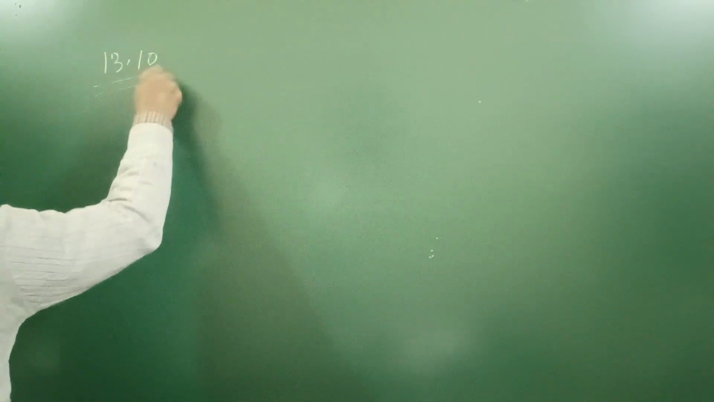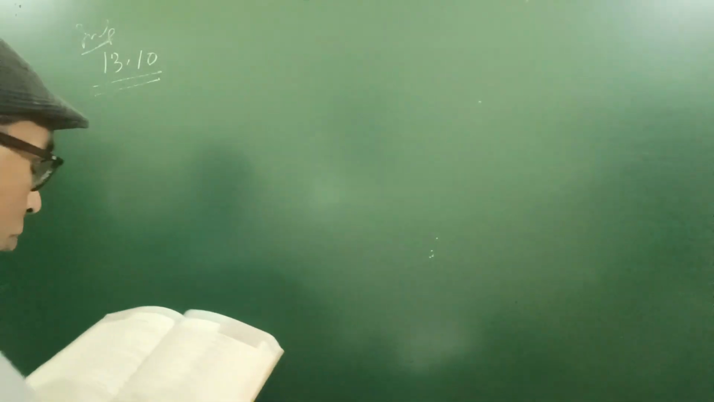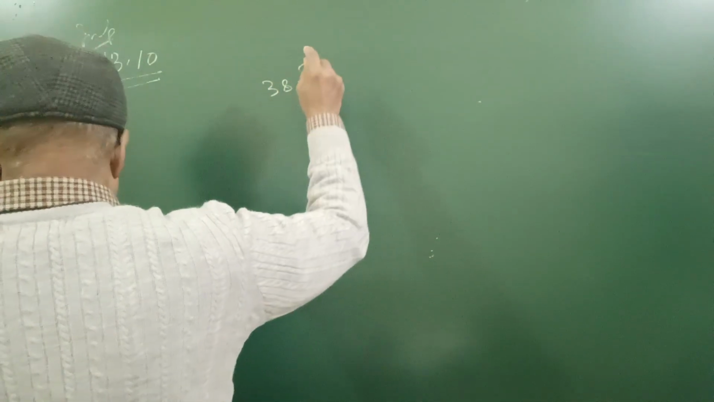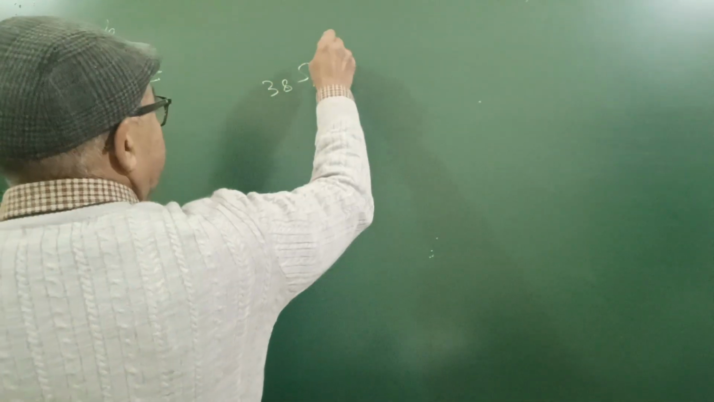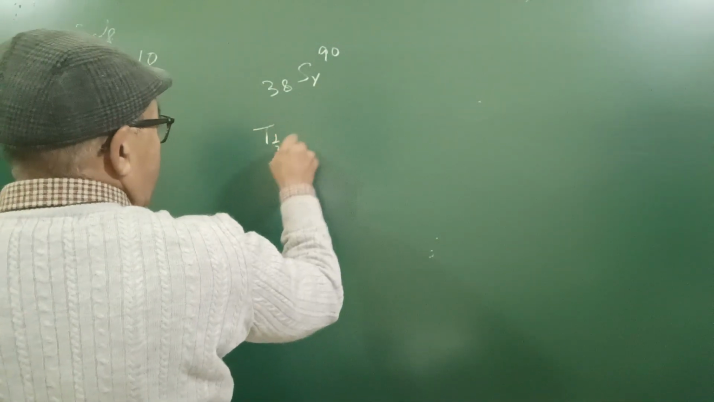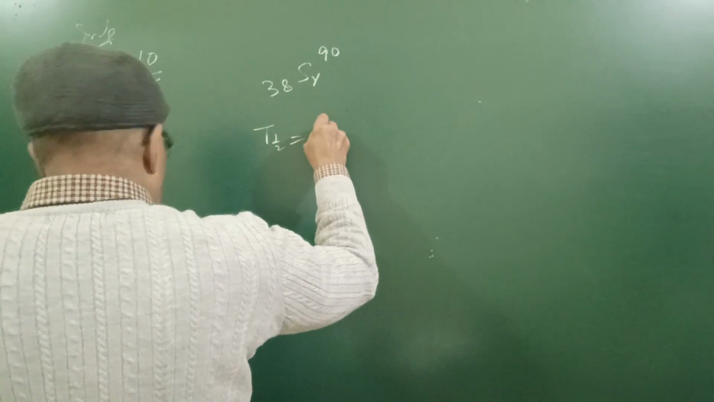Now the next question is there, 13.10. These are important questions for you, dear students. The question says the half life of 38 strontium 90. For this T half is 28 years.